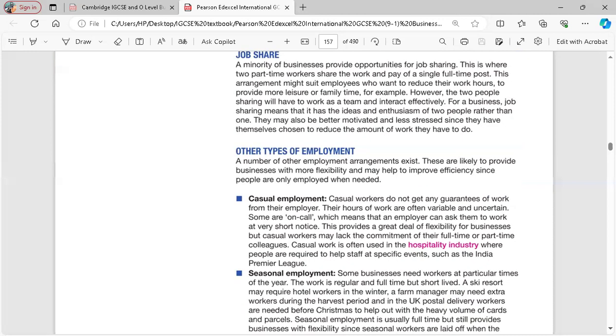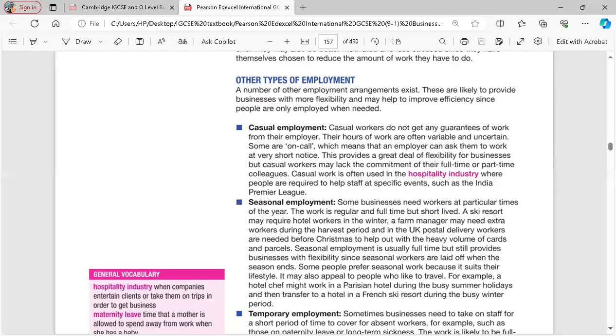Then we have other types of employment, one of which is casual employment. These are casual workers who do not get any guarantee of work from the employer. We call you a casual worker because you don't have any benefits. You are just going to work and get paid for the job you do. Nothing like sick leave, no employment benefits. You just work, get your pay, and that's all. Nothing is attached to it. That's casual employment.